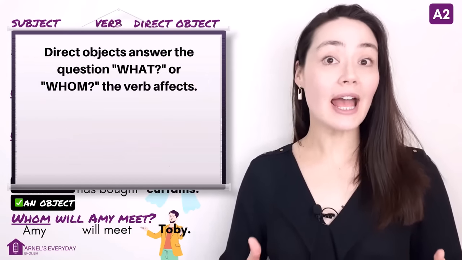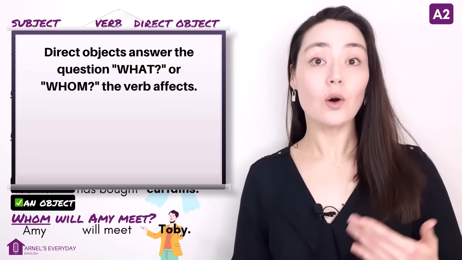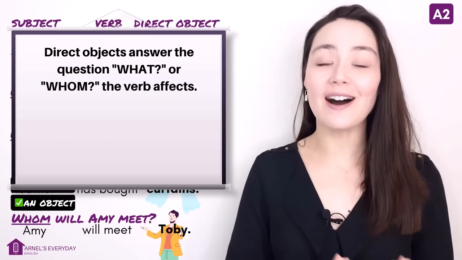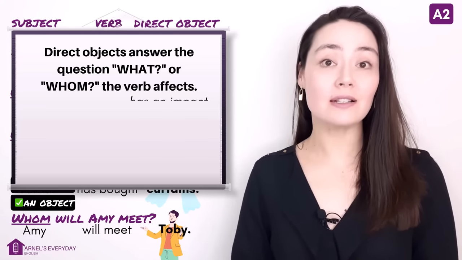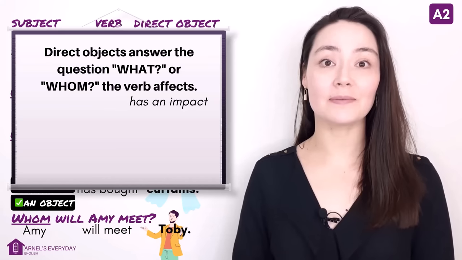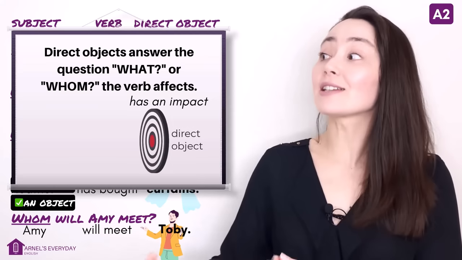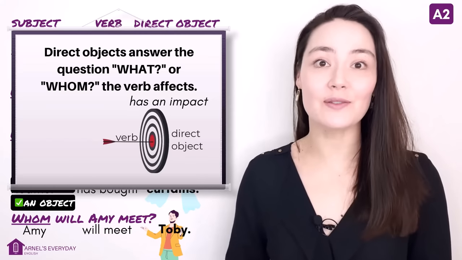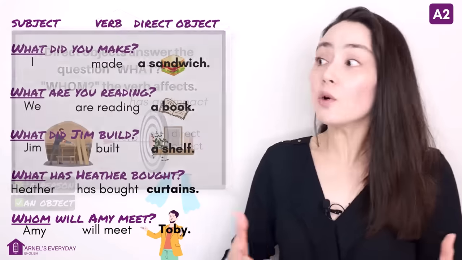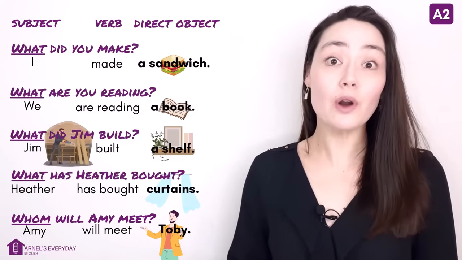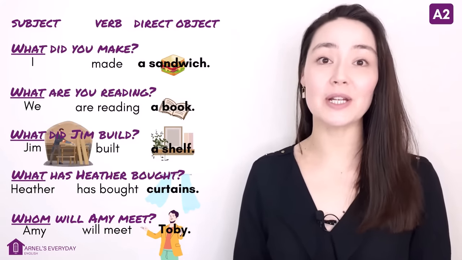Direct objects answer the question what or whom the verb affects. Affect means has an impact. And they're called direct objects because they directly receive the verb. We can, of course, use a pronoun. A pronoun can also be your direct object.